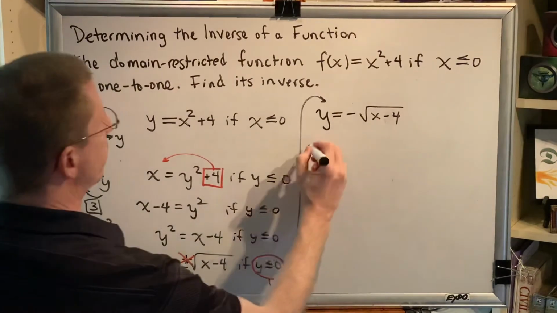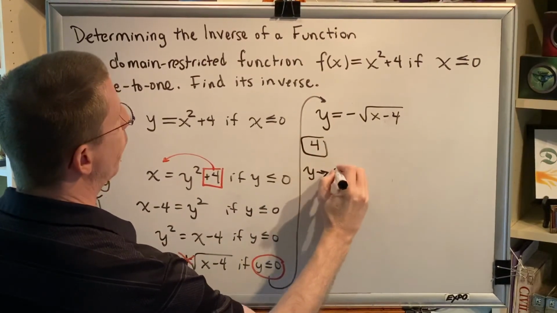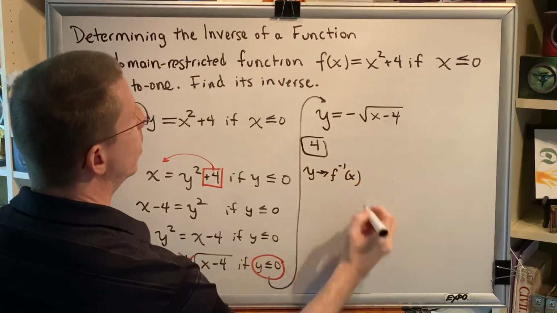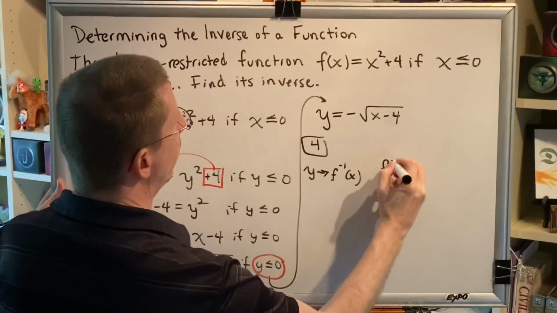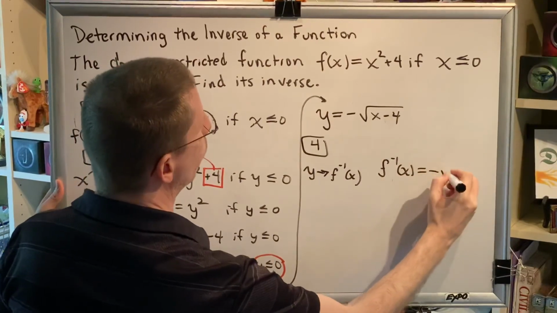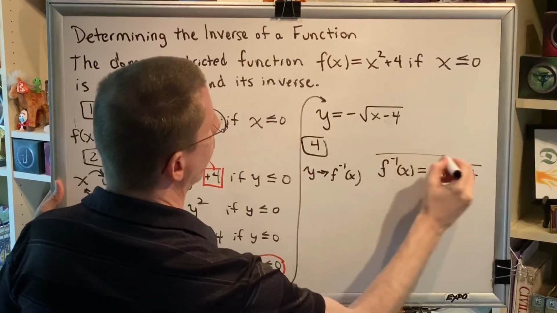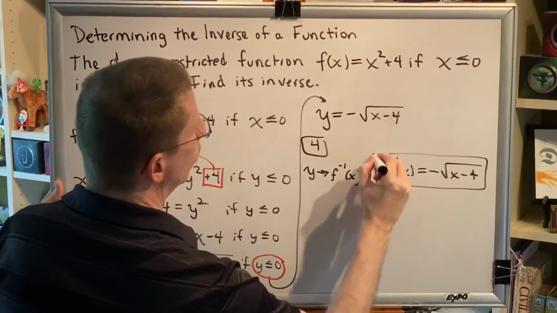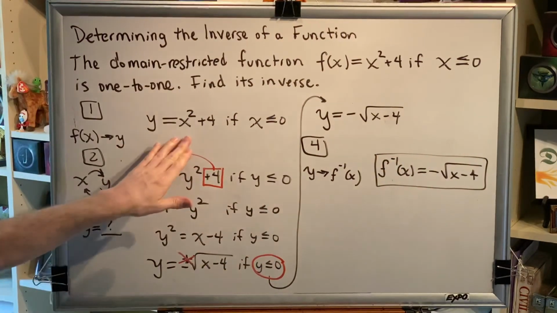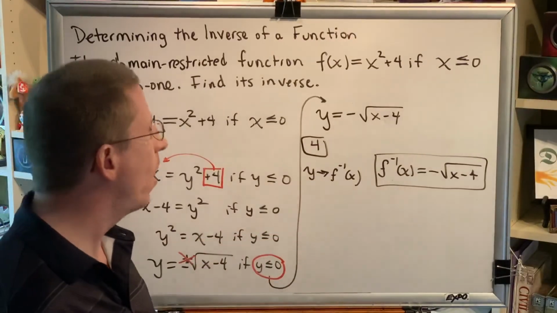All right, now that brings us to step 4, which is to turn y into f inverse of x. And so we get our final answer, f inverse of x is equal to negative principal square root of the difference x minus 4. Notice that it's possible to start out with a domain restricted function and end with a function that is not domain restricted.